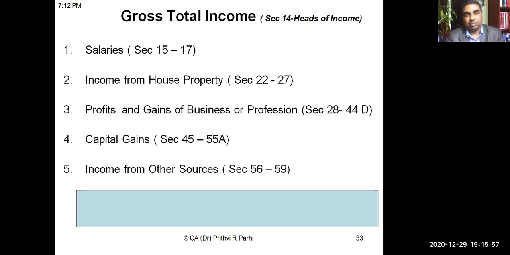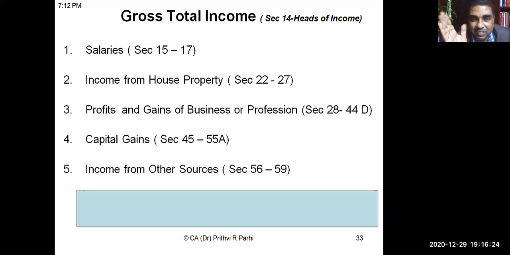Now, if I add all these incomes, that means your salary income, house property income, business income, capital gain income, and income from other sources, then what will I get if I add all these incomes? Gross total income. Right? Yes or no? Yes, sir. Okay. But wrong. If I add all these totals, I will not get gross total income.